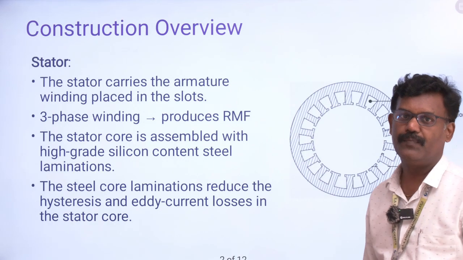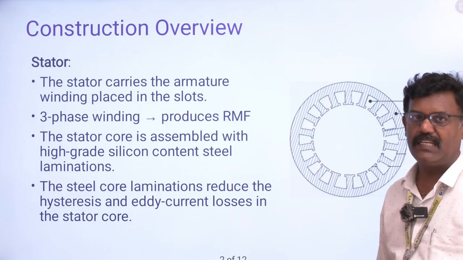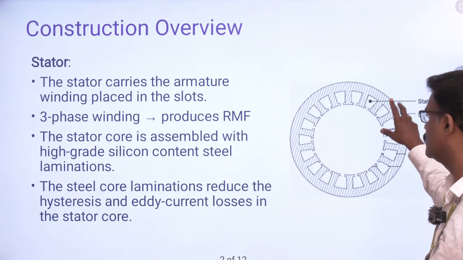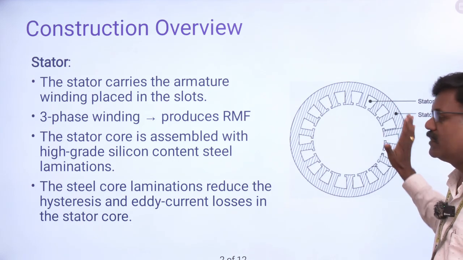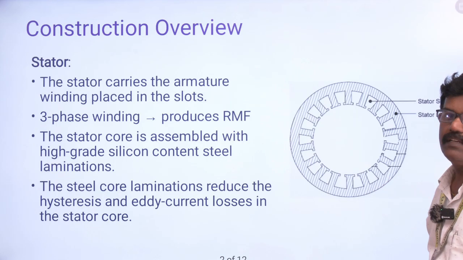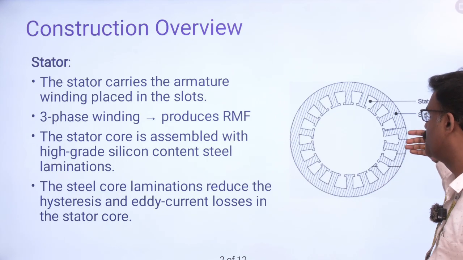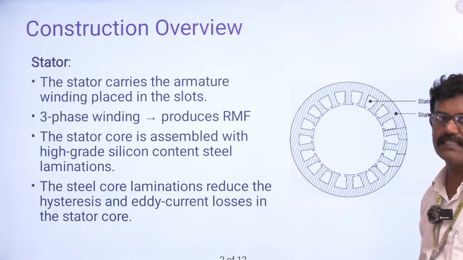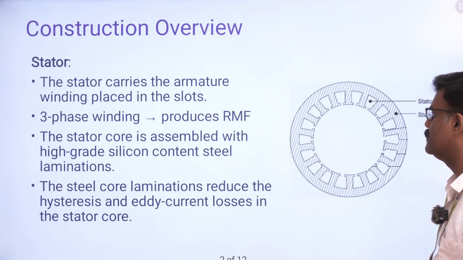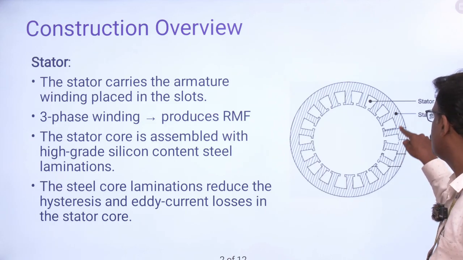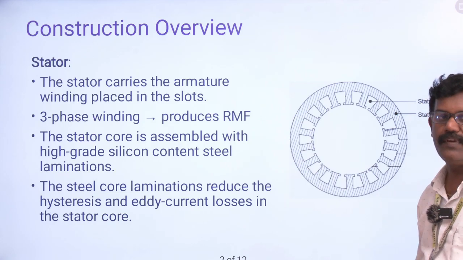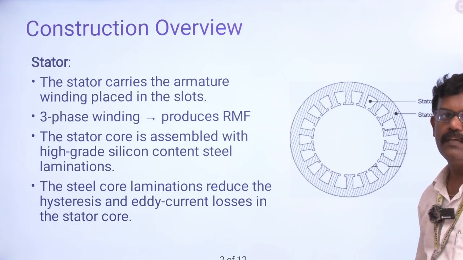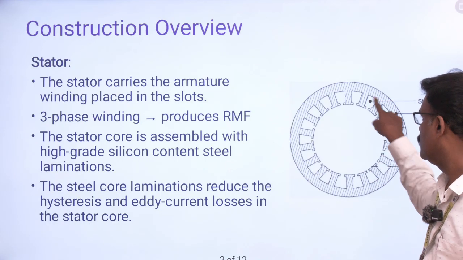The construction overview. There are two major parts, stator and rotor. The static device is known as the stator. As shown in the figure, the stator is made up of high grade silicon steel laminated core. The stator has a number of stator slots. The stator slots carry the armature winding, which will be supplied with a three-phase supply. If you give the three-phase AC supply to that armature winding, a rotating RMF will be induced here.